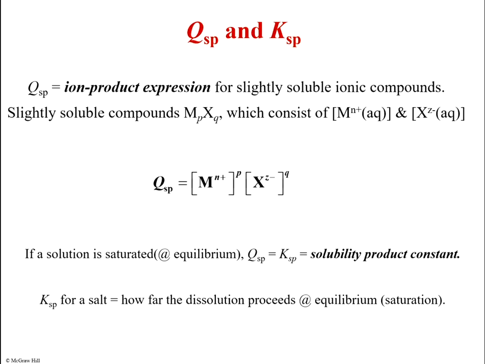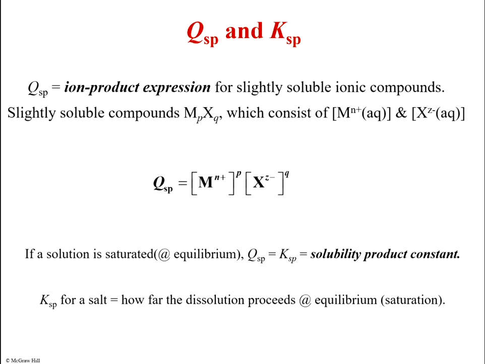If a solution is saturated, that is, we've thrown in enough solid so that there's some solid sitting at the bottom of our solution, the ion concentrations will have reached their maximum equilibrium values. So then the QSP is equal to what we call the KSP, which is called the solubility product constant. That's a special name for that equilibrium constant.